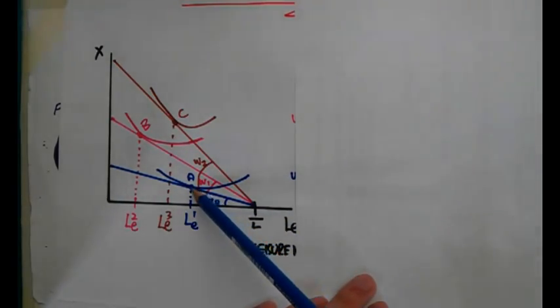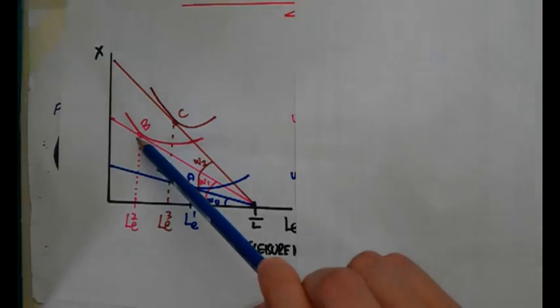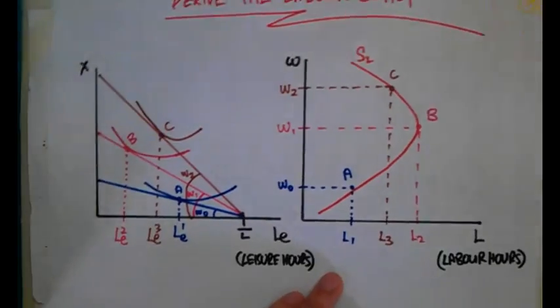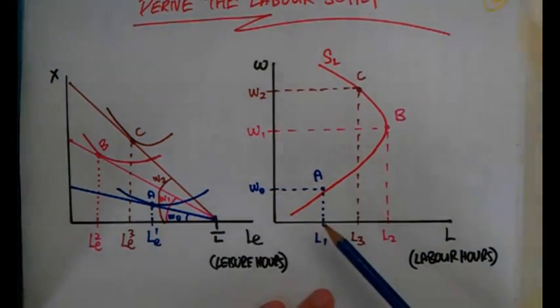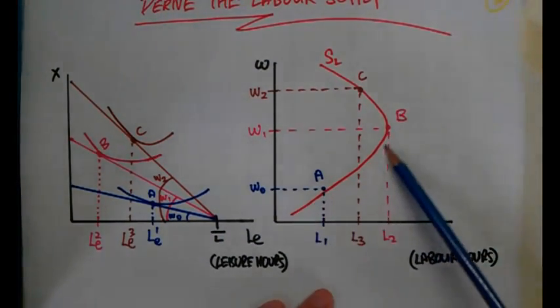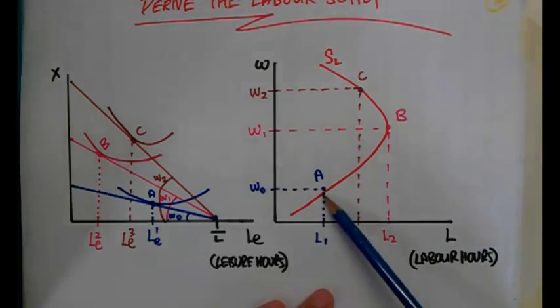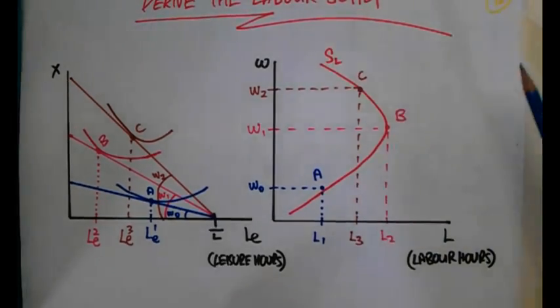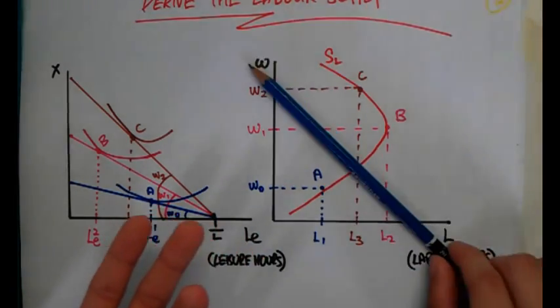So you realize that he is working this much, working even more, and then working less. He's going in this curve over here, follow my pencil. If I illustrate this on another graph, it's going to be working less, working more, working less, as the wage increases. So this is how to derive the labor supply curve. It is backward bending.